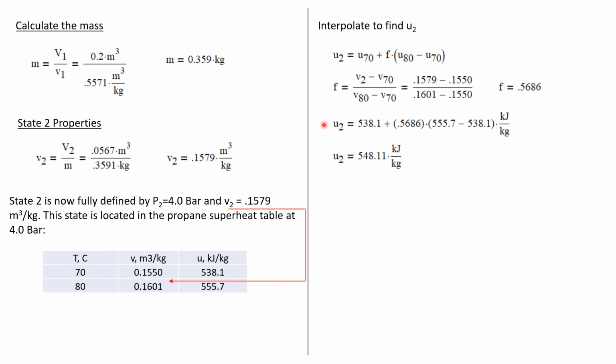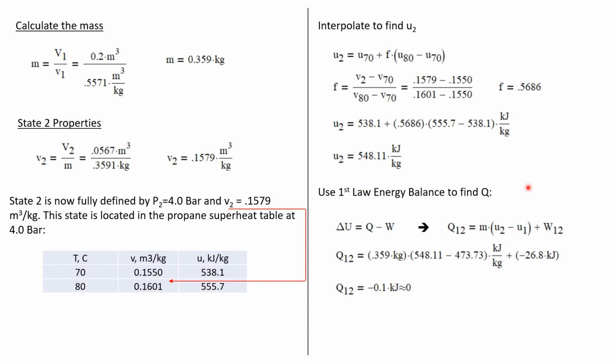So let's calculate the internal energy at state 2. It's the initial value, the value in the first row, 538.1, plus this fractional value we computed, times the U value in the second row minus the U value in the first row. And so we have an internal energy at state 2 of 548.11 kilojoules per kilogram.